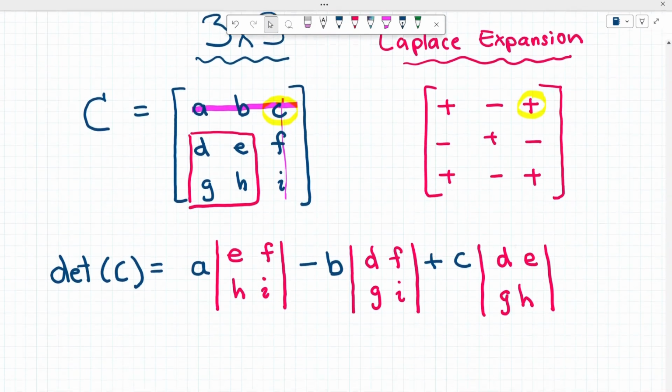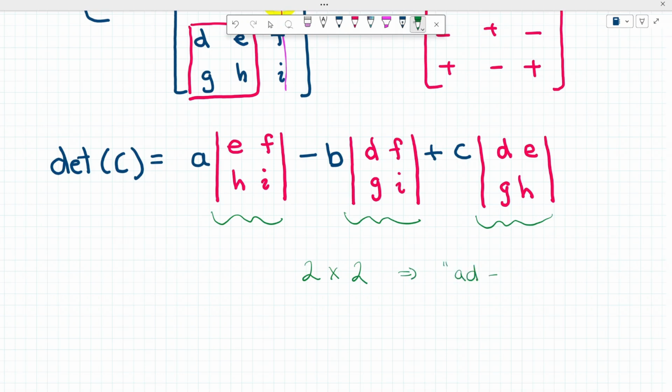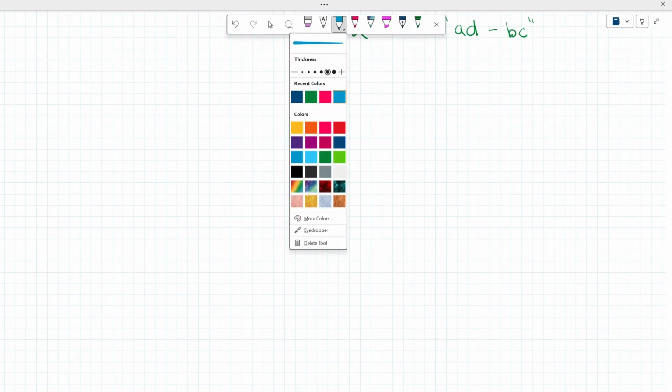Now for each minor matrix that we have over here, you've got 3 of them, since these are all 2 by 2 matrices, we can use the AD minus BC rule in order to find those determinants. This basically reduces a more challenging 3 by 3 problem into a series of 2 by 2 matrices, which we already know how to deal with. So let's do an example so that we can see this formula in action.